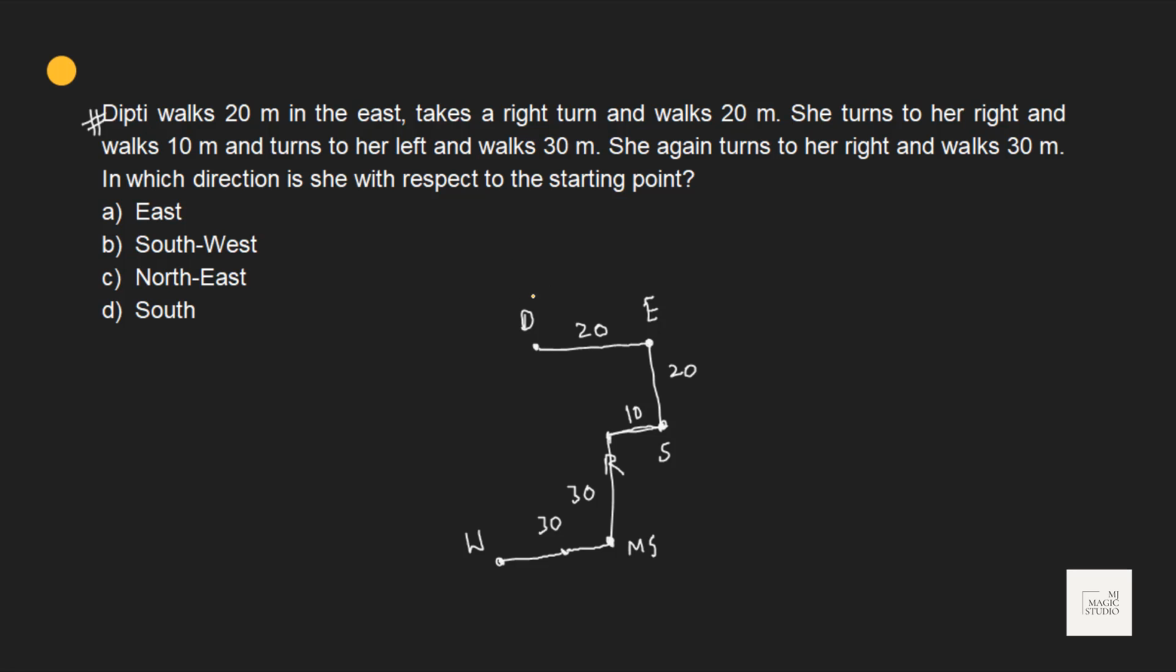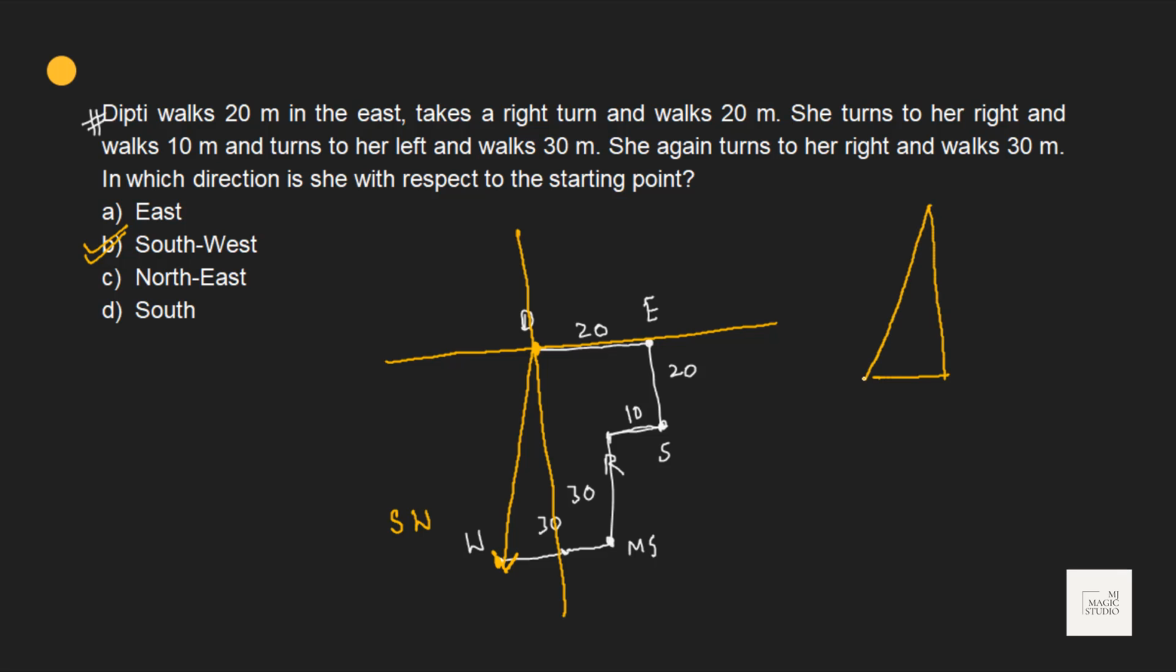So in which direction is she? Let us have the main direction at point D. D is the point from where she started, isn't it? Deepti walks 20 meters, and we are looking out for this DW. So which direction is it? It is in south west. Option B fits in. But in case they ask you what is the distance between initial position and final position, can we find this? Yes, let's see. This is D. D is the starting point, and this was W. That is the end point.